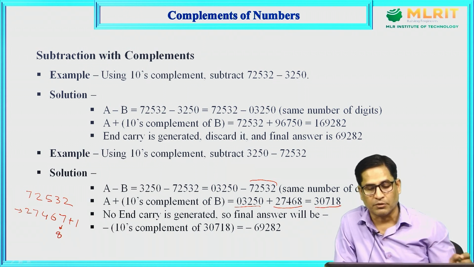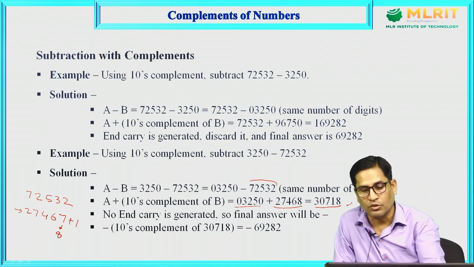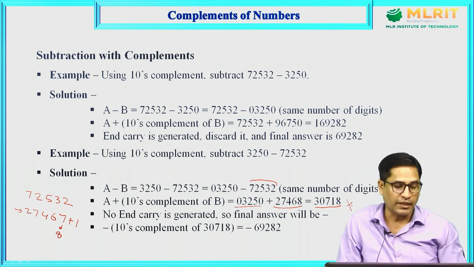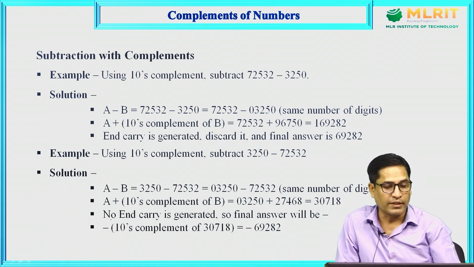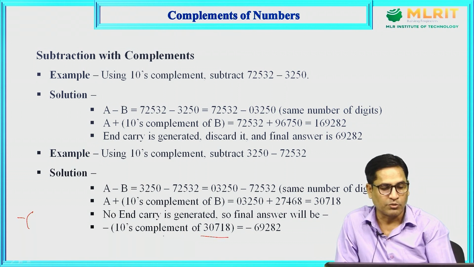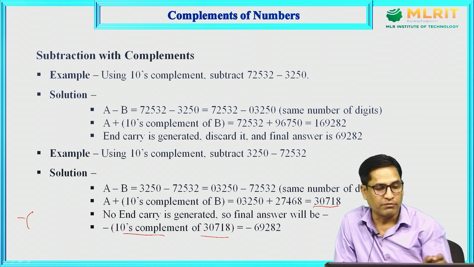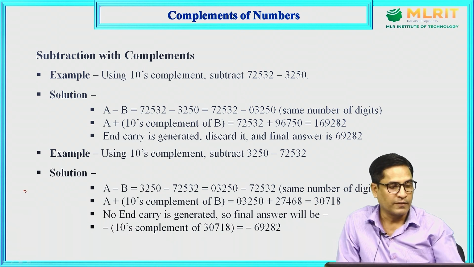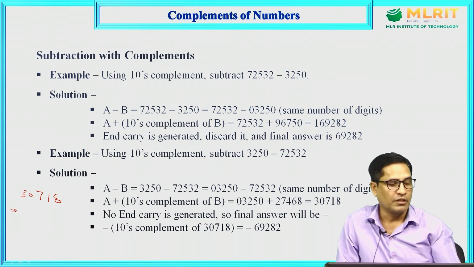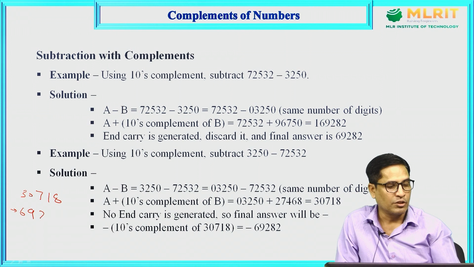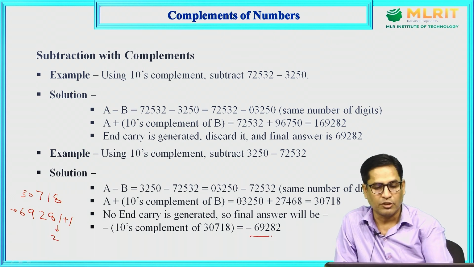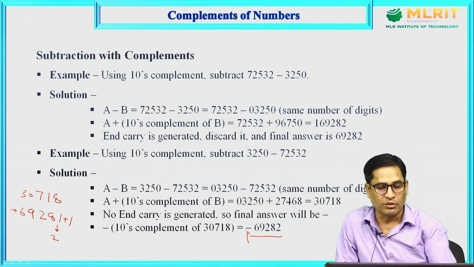Now we have added this particular one. Please note that this answer is not on the expected lines. To get the right answer, since no end carry is generated, the final answer will be minus the tens complement of the number you got here, 30718. If I take the tens complement of 30718, first I get the nines complement, which is 6, 9, 2, 8, 1, and then plus 1. So the last digit becomes 2. You will get 69282, and the answer is going to be with a minus sign.